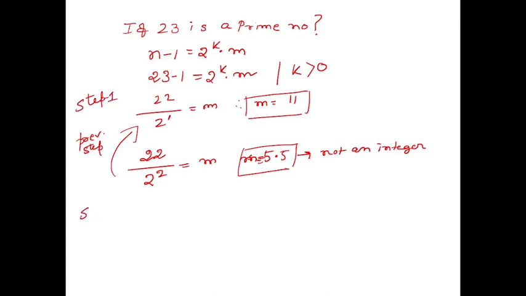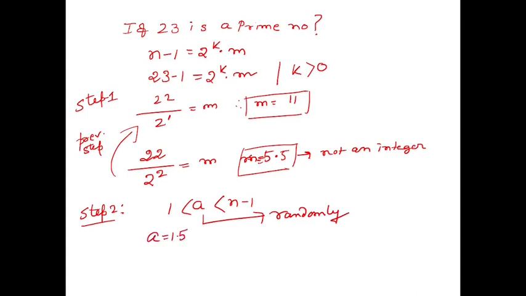Now let us see step 2, where you have to find an a, and that a should be greater than 1 and less than n minus 1, and this a has to be chosen randomly. Okay, so let us choose a equal to 15. Randomly we are choosing an a.